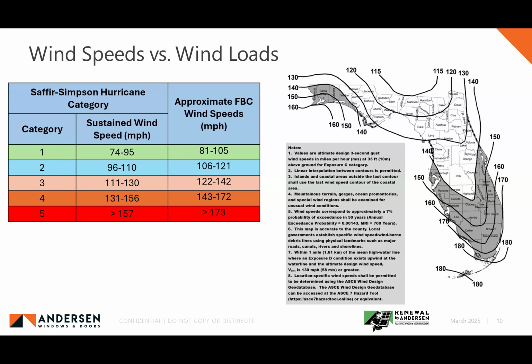So this table here, I put together from some information that was in the back of ASCE 7. The wind speeds in the code don't match up exactly with the Saffir-Simpson hurricane category wind speeds. As you can see, for a Cat 5, the sustained wind speed is 157 miles per hour. Something comparable to that in the Florida Building Code is 173 miles per hour. So it's not easy to make that connection if you don't know exactly what you're doing.